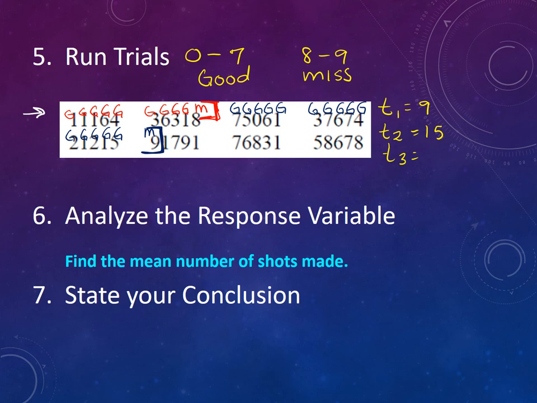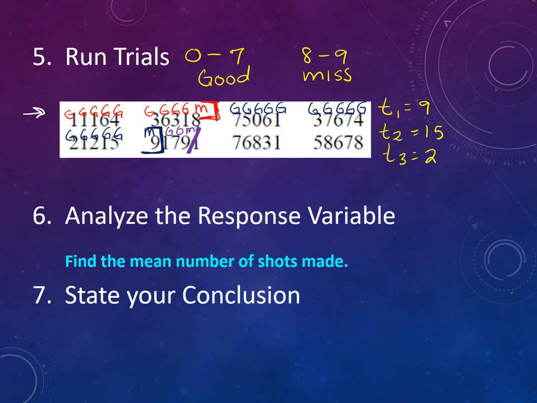If I'm looking at my third trial, I'm going to say good, good, and miss. So that third trial stops right after the 9. So for the third trial, I only had 2 shots before I missed. Now you can see here that it's not saying 80% I'm going to make 8 shots and then miss 2. They're just saying 80% of the numbers that I see should be representing good ones.